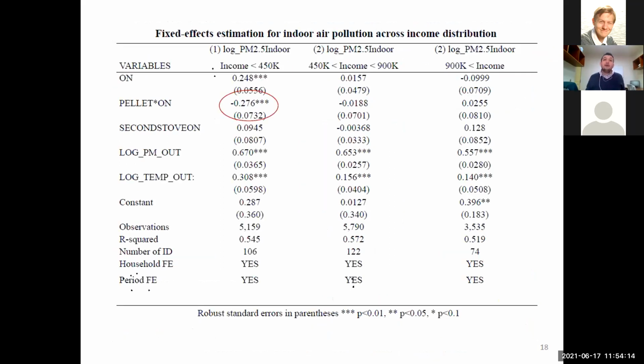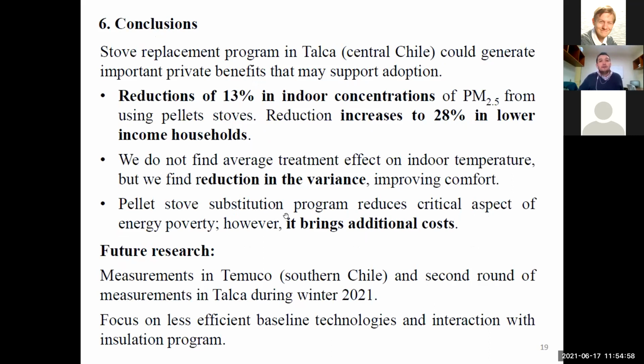Now, for the fixed effect panel, since income is something that doesn't change over time, we split this group among the income distribution into 3 groups. And when we do that, the effect of this interaction, having a pellet stove and using it, is much higher for the lower income. So we can say that the bigger benefits of this program are being obtained by the lower part, the bottom, of the income distribution.